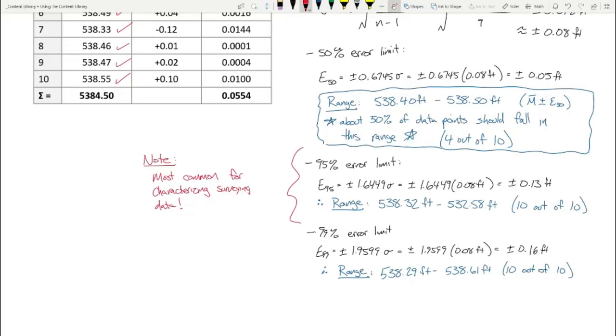All right. Does that make sense? So you probably saw that on the homework and went, what is going on with these error limits? That's what's going on, is you're basically trying to characterize data and assess how many data points fall within a given error limit. Does that make sense? All right, any questions on this? Should I leave this up for a second, or are you all good? All right.